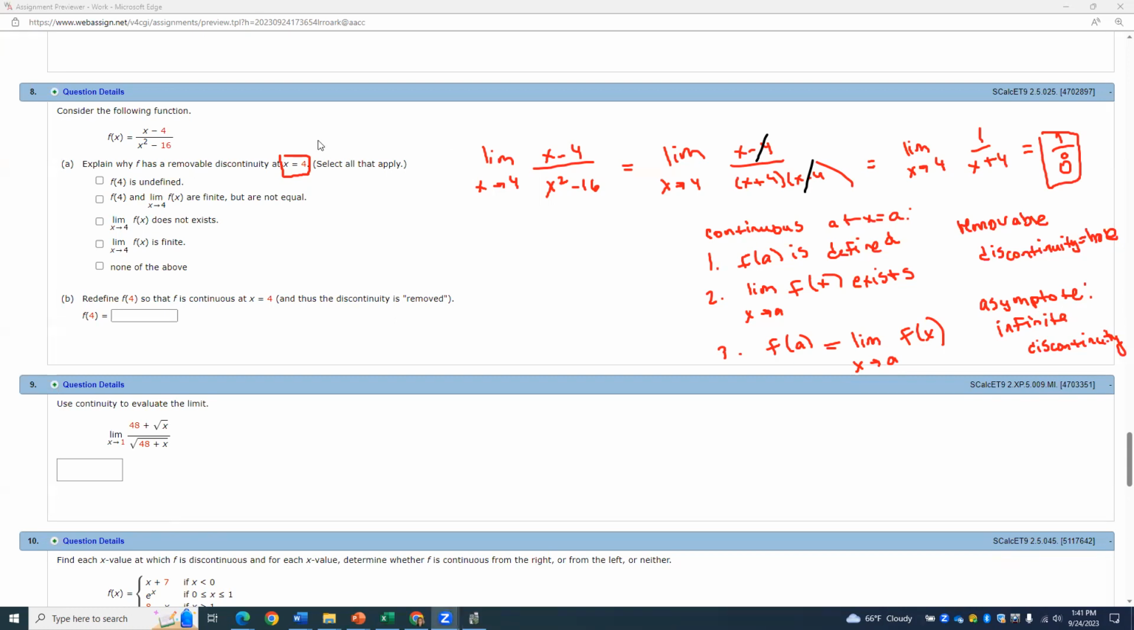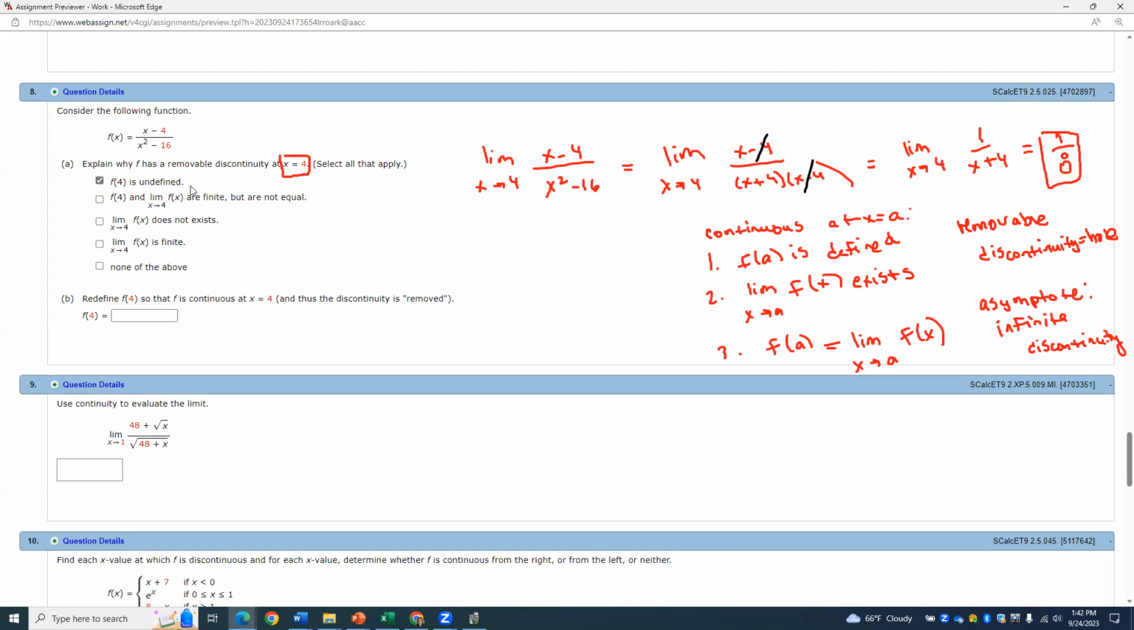It says, explain why f has a removable discontinuity. So one thing we can see is that f of 4 is undefined, because I can't plug in 4 originally. I can't just plug in 4 and call it a day. I would be dividing by 0, which I can't do. So it's definitely undefined. Then it says f of 4 and the limit of f of x as x approaches 4 are finite, but they're not equal. Well, it's not that one, because once again, f of 4 is not defined, so they're definitely not equal.